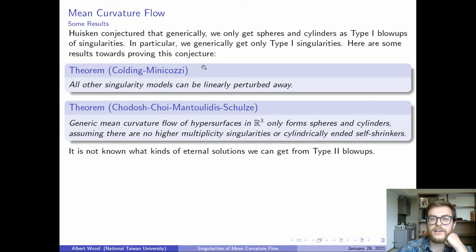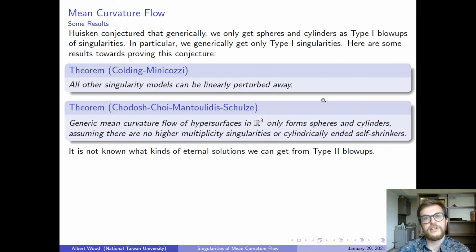And Colding and Minicozzi proved a theorem to this effect, which is that in the hypersurface case, all other singularity models can be linearly perturbed away. I should say this is for embedded hypersurfaces in Euclidean space. So Colding and Minicozzi showed that the only linearly stable singularities are the spheres and cylinders.